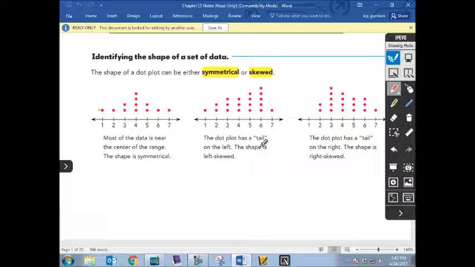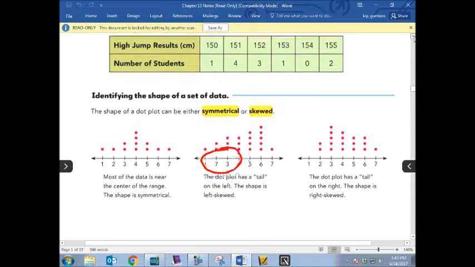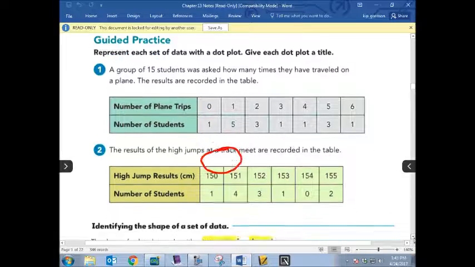This one here would be, you can see the dot has a tail on the left. See how everything's here and it kind of has a tail going that way? Okay, that would be left skewed because the tail is going to the left. So right there, left skewed. And I know that's a new word. Skewed just means the data's not in the center or the middle. Okay, the majority of it's to one side or the other. Okay, if that makes sense. So like going up to here, I think I already erased it. I did. Shoot. Well, regardless.